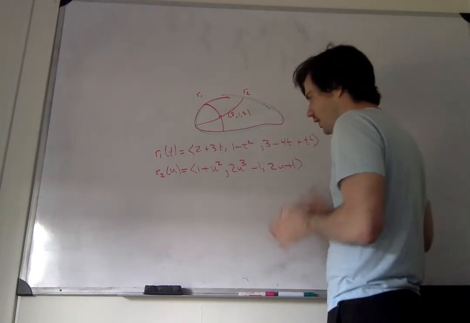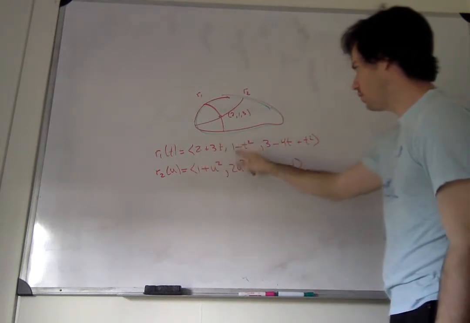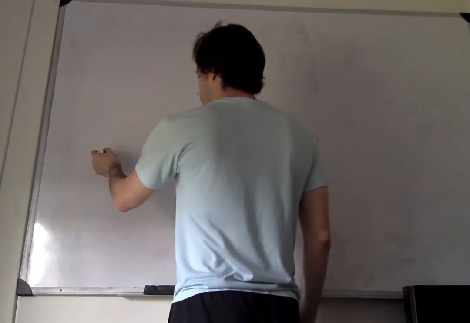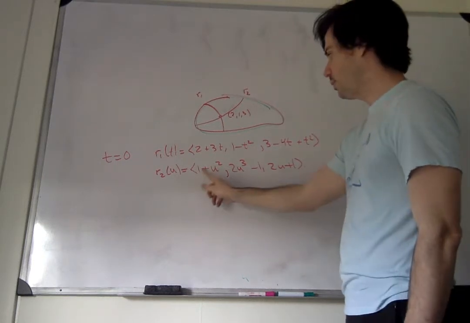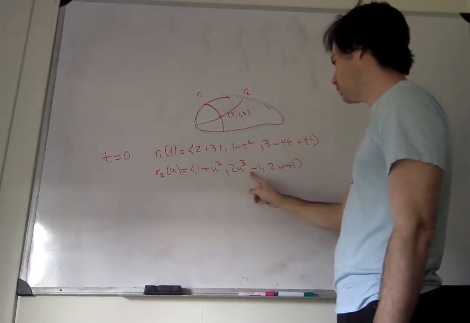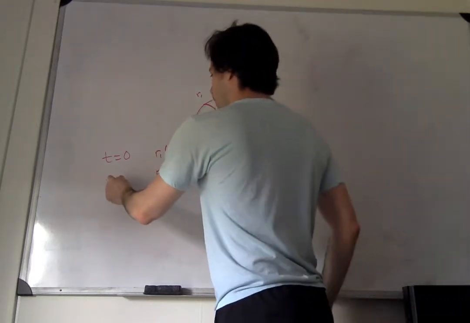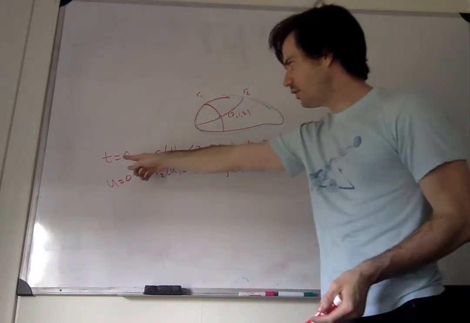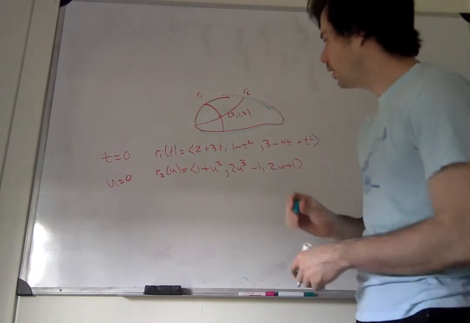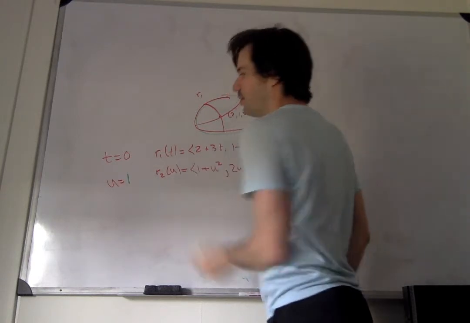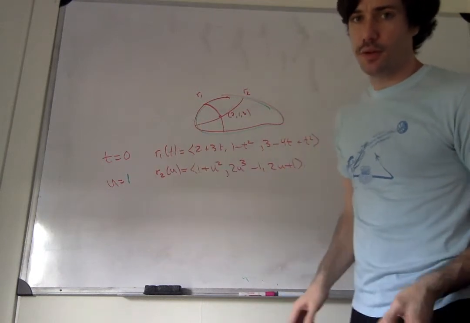Well, the first order of business is to find where the curves actually intersect at this point. So for the first one, it is pretty clear that t has to equal 0, because if t is equal to 0, you get 2, 1, and 3. So you have t equals 0. For the second one, if u equals 1, then 1 plus 1 is 2, 2 minus 1 is 1, which is what we want, and 2 plus 1 is 3. So we want t to equal 0, and we want u to equal 1.